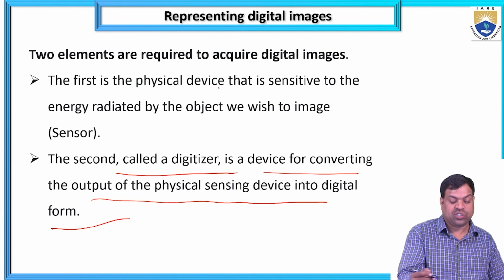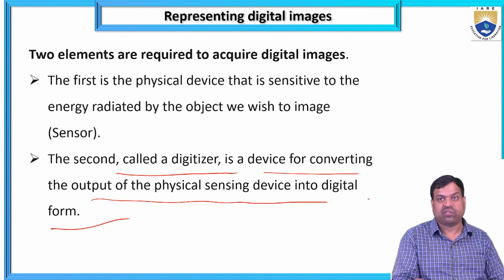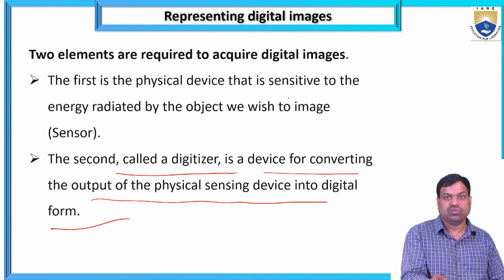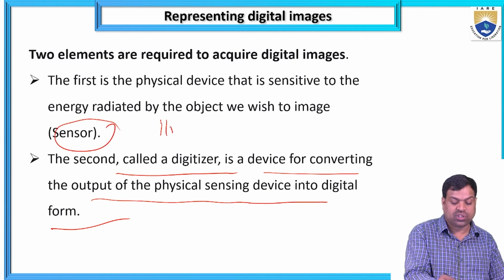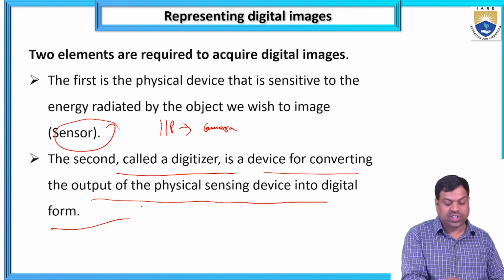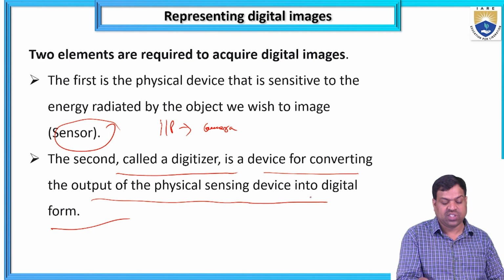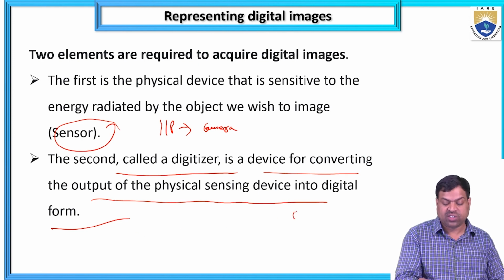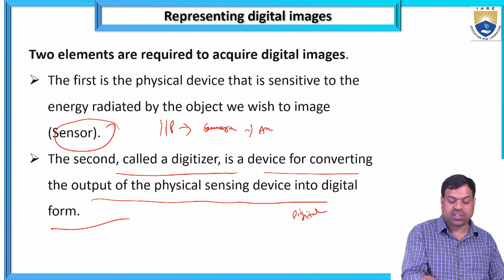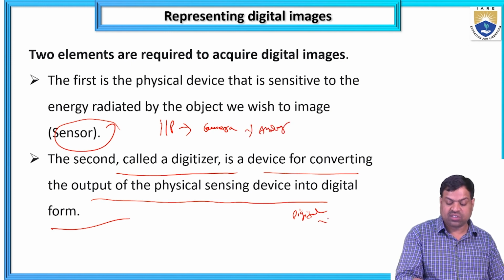So there are two ways for the acquisition of digital images. The first is the physical device that is sensitive to the energy radiated by the object we wish to image, or the sensor, meaning the input, which is a camera. The second is called a digitizer, a device for converting the output of the physical sensing device into digital form. The input is analog, but I apply the camera, and the output is digital. That is a digitizer.